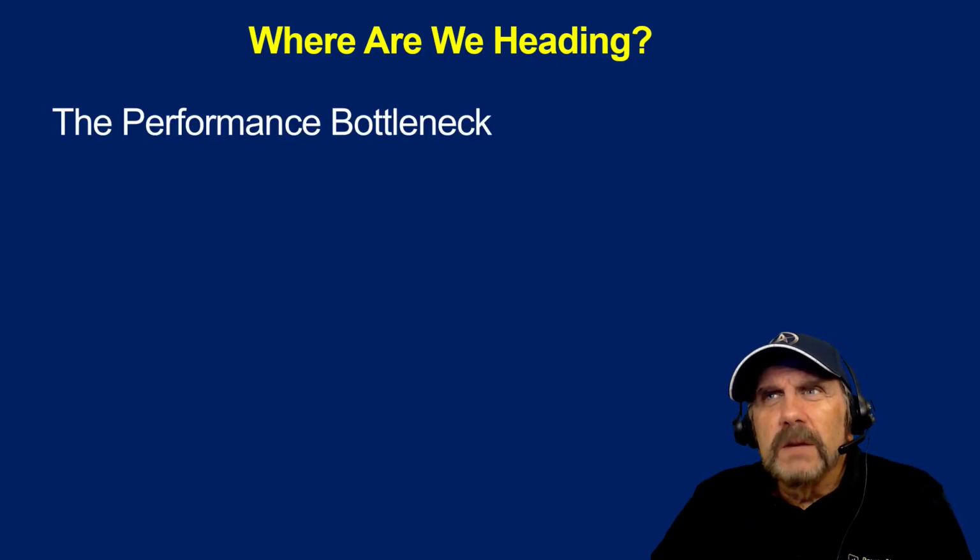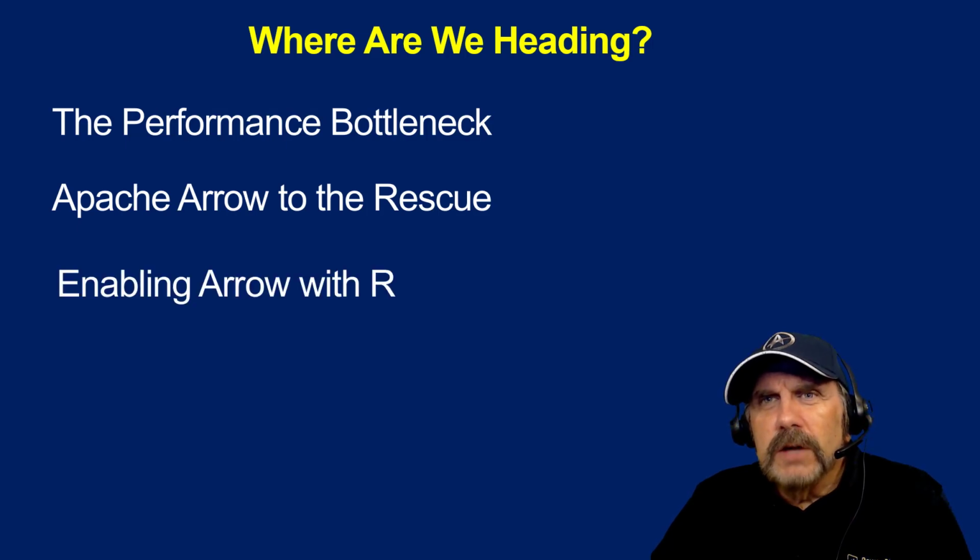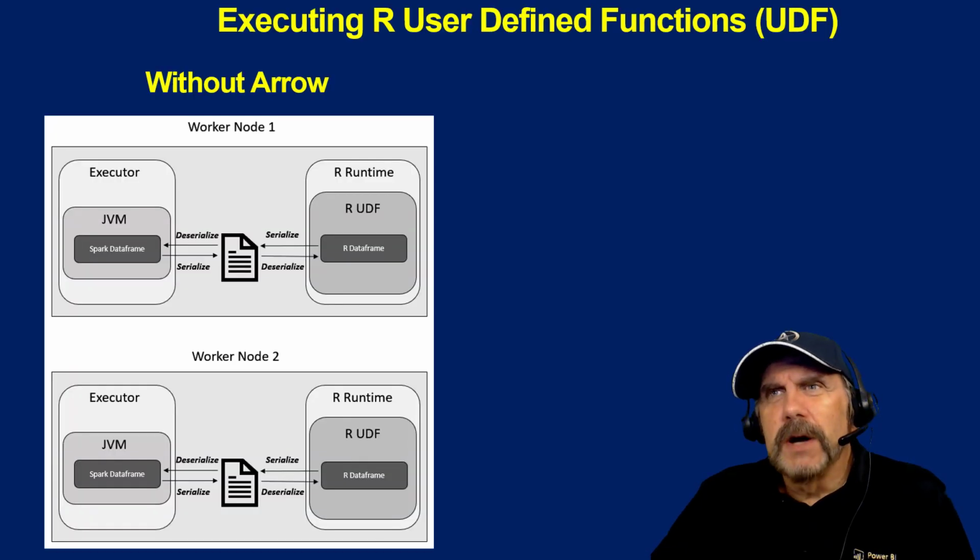We'll start by talking about the performance bottleneck. Then we'll talk about Apache Arrow to the rescue, and we'll follow it up by walking through in detail code that will enable Apache Arrow on Spark. So let's talk a little bit about Arrow.